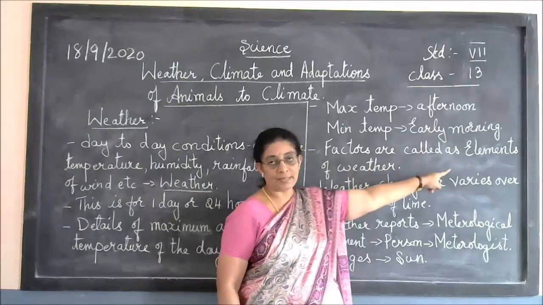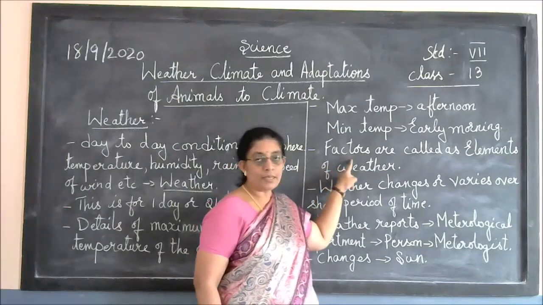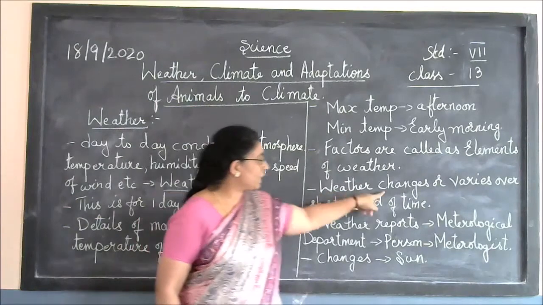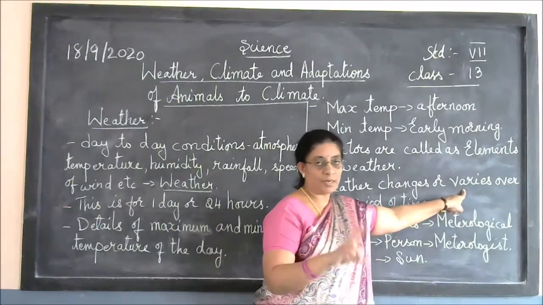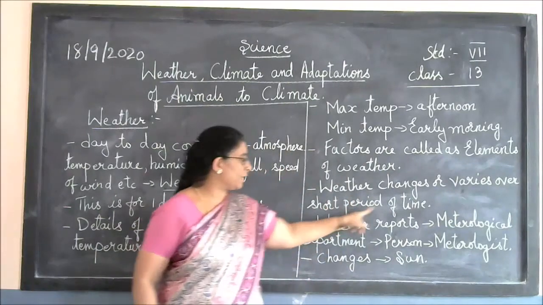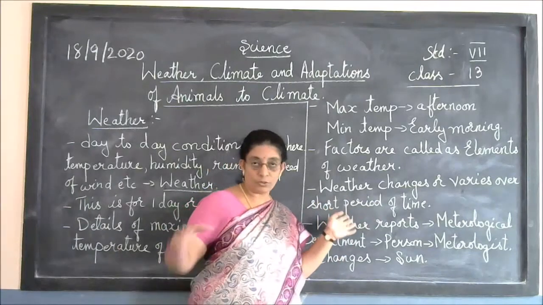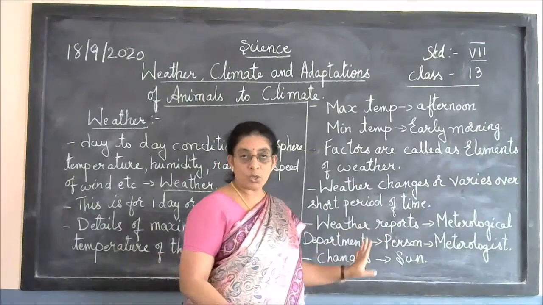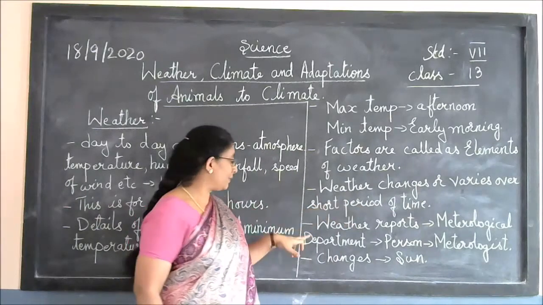All these put together are called factors, and these are called the elements of weather. Weather changes or varies. Both mean the same. It keeps on changing over a short period of time. So as I told you, in the morning it will be hot, in the afternoon also it will be hot, in the evening it may start raining, and at night it may become very cold. That is the meaning of changes over a short period of time.